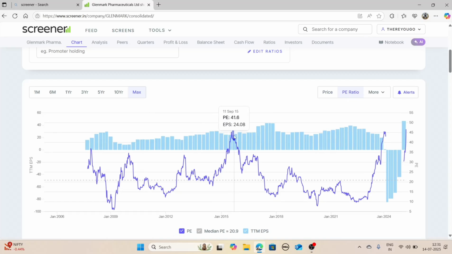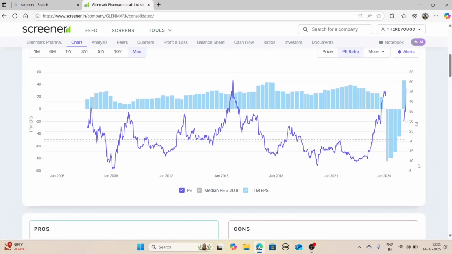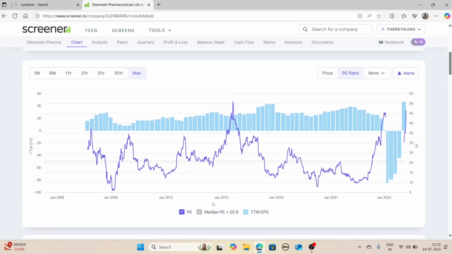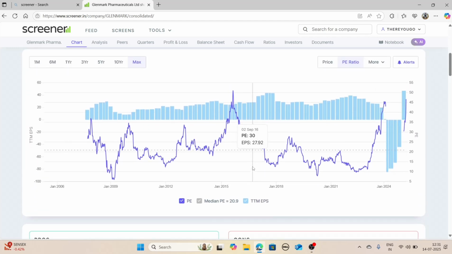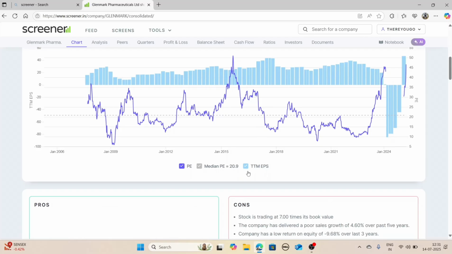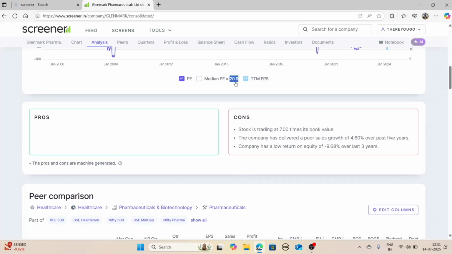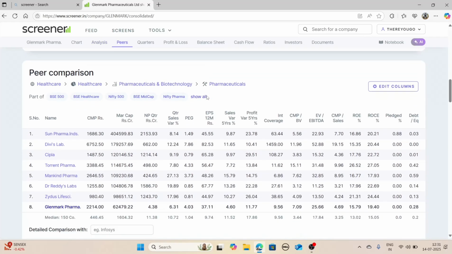There was a time when they had a P/E of 41 with an EPS of approx 25, and it looks like it is actually on a medium scale. There is no change in earnings, but the price is continuously increasing. That shows that it is an overvalued stock. The median P/E is 20.